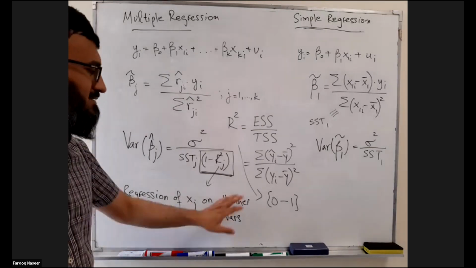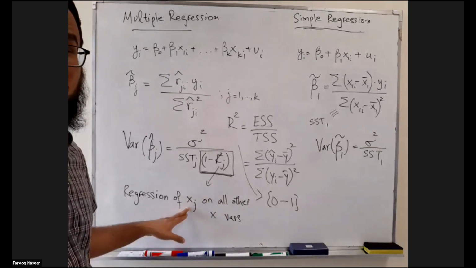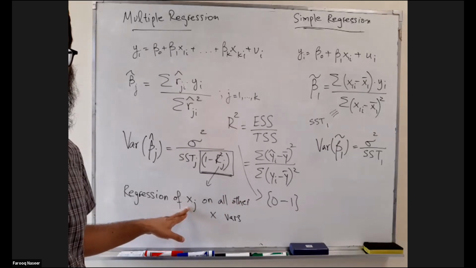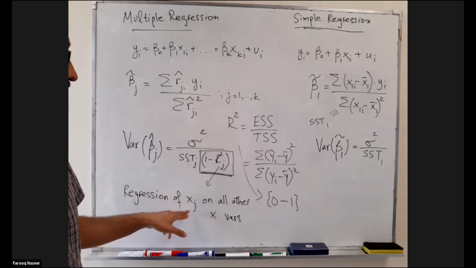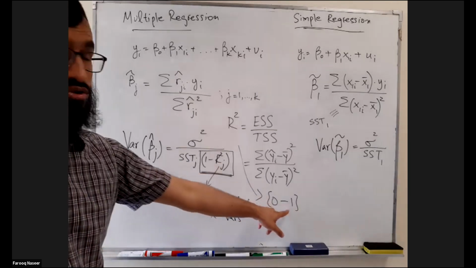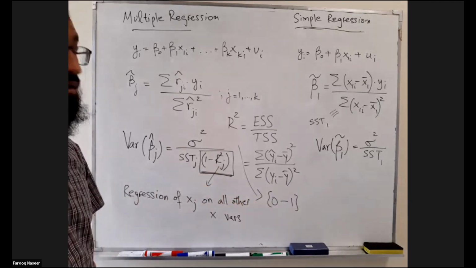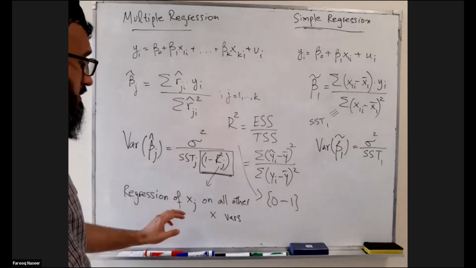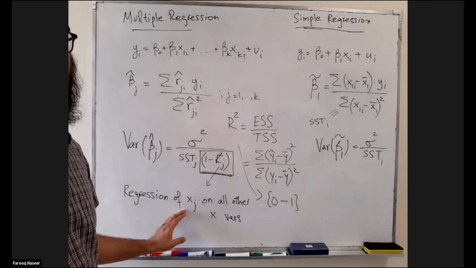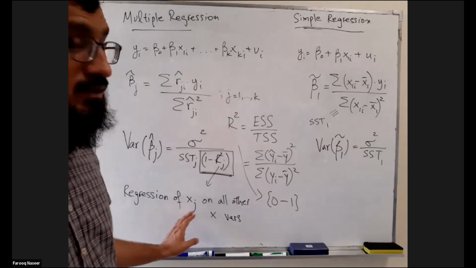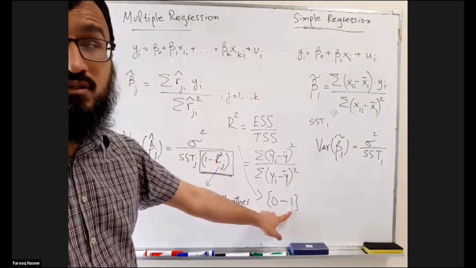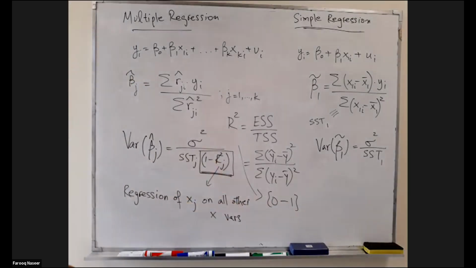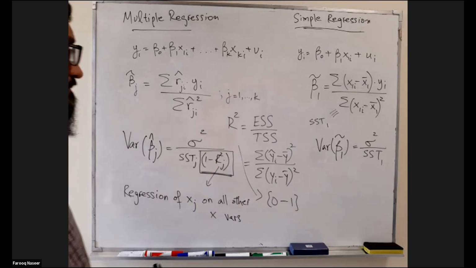So अगर बाकी सारे x variables xj के साथ बहुत correlated हैं, if they explain a lot of the variation in xj, then r square j will be close to 1, right? अगर तो वो perfectly predict कर देते हैं xj को, if xj is an exact linear function of the other variables in the model, then r square j equals 1. Then we say we have a perfect multicollinearity.